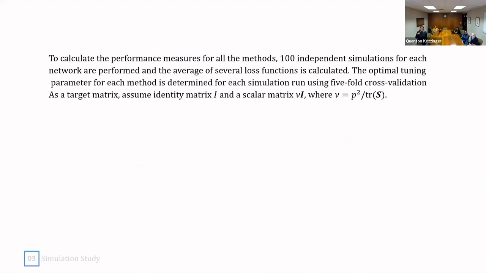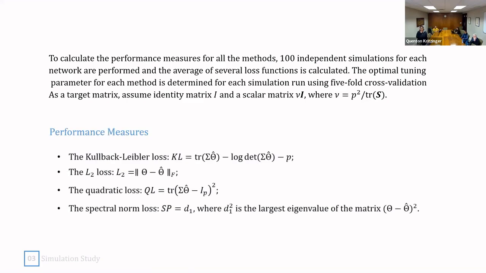For comparing this strategy with GLasso, Ridge, and GLNet, we consider 100 independent simulations, and we also consider the target matrix equal to 0, equal to the identity, and also a scalar matrix. We find the optimal tuning parameter during the simulation using 5-fold cross-validation. And what about the performance measure? We consider four different kinds of loss function as performance measures.